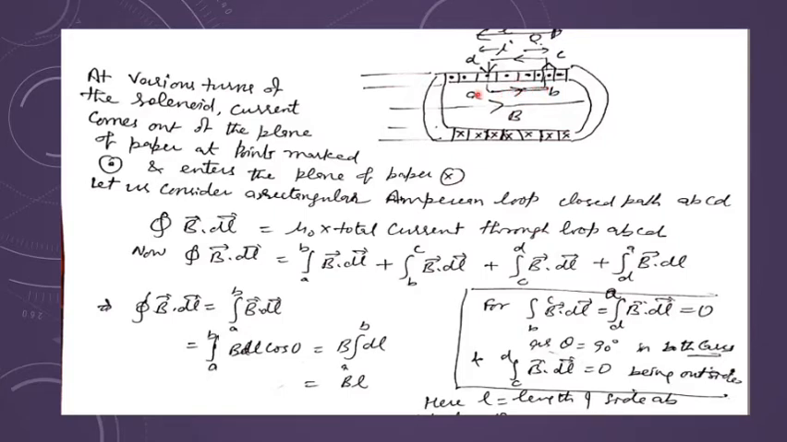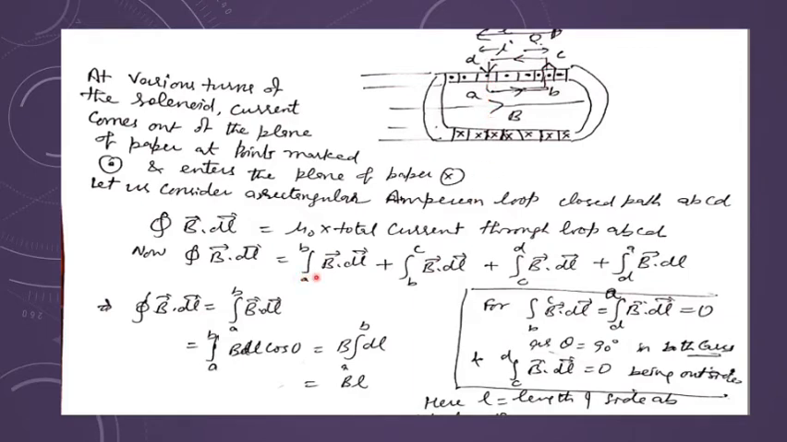If I want to find the field at any point on this line AB, then we consider an Amperian loop ABCD. That is a closed path ABCD, and according to Ampere's law, this closed line integral is equal to mu naught times the total current passing through this loop. You can write this as the integral from A to B of B dot dl, then B to C, then C to D, then D to A.